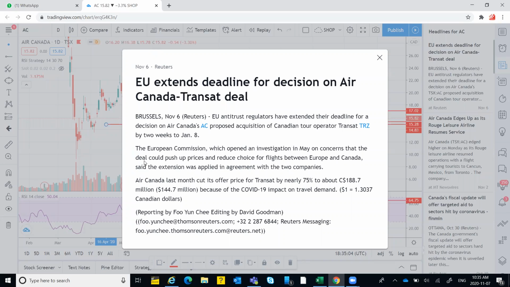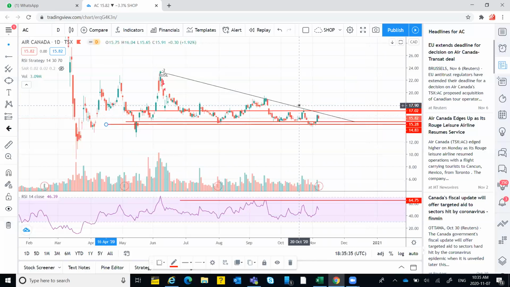So this was the reason for the previous spike. And this news says the European Commission, which opened an investigation on concern that the deal could push up prices and reduce choices for flights between Europe and Canada, said the extension was applied in agreement with the two companies. Air Canada last month cut its offer price for transit by nearly 75% to about 188.7 million Canadian dollars, because of the COVID-19 impact on travel demand. Okay, it's sort of a neutral thing. Extending the deadline is neutral. And this one was the previous news which you already discussed.